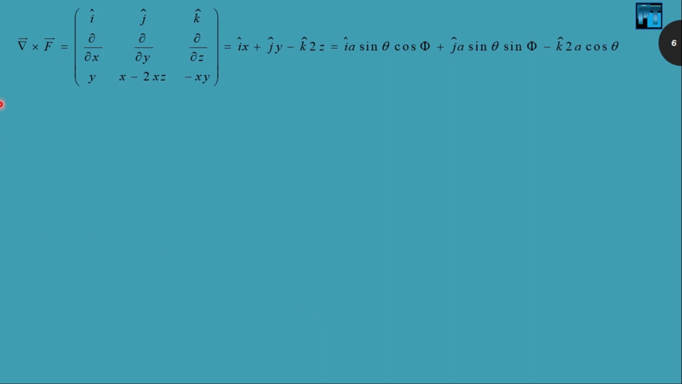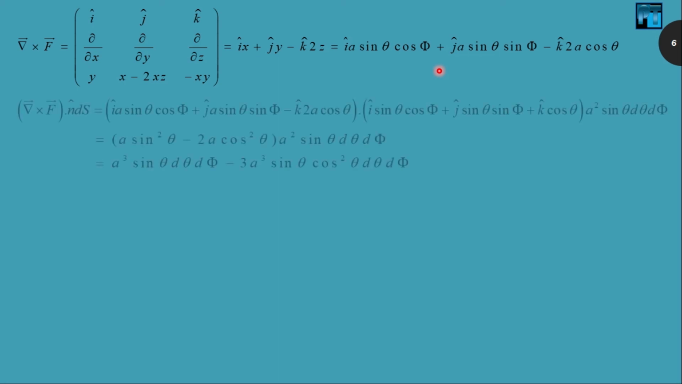So what is del cross F? Del cross F is very easy. First use the Cartesian coordinate system, then convert into the spherical system. Now we have del cross F dot n cap ds. See, we already have del cross F, n cap and ds. Putting all the values here, we can simplify the whole thing like a cube sin theta d theta d phi minus 3a cube sin theta cos square theta d theta d phi.